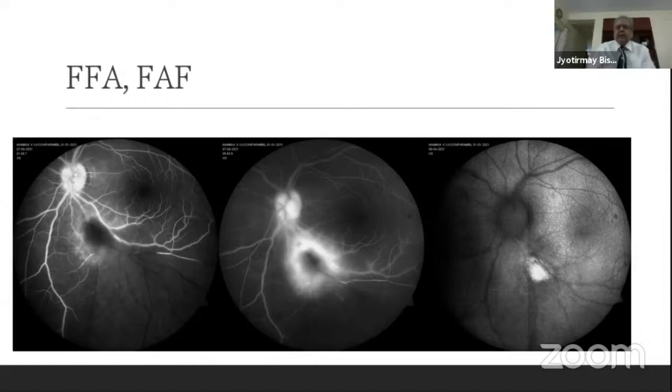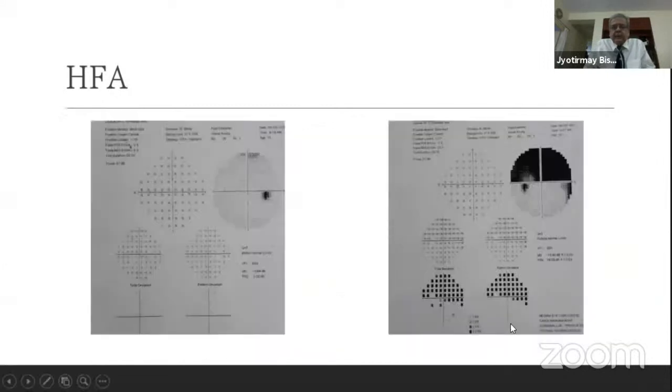So we'll summarize now. We'll move to the next case. I think this is a very interesting case. The role of intravitreal clindamycin has to be kept in mind. And there is a very rare occurrence of branch retinal artery occlusion. And this is a very challenging case. We'll move to the next case.